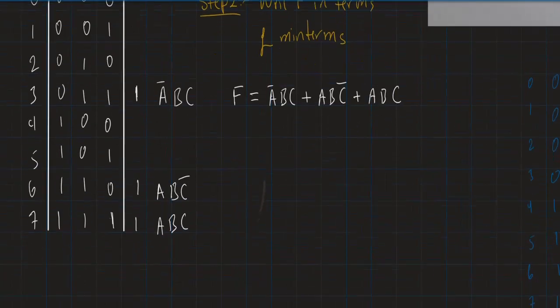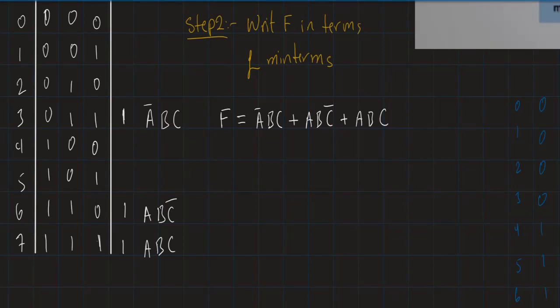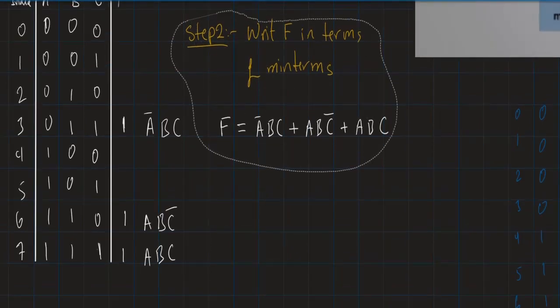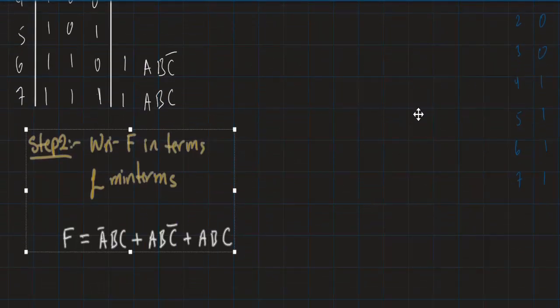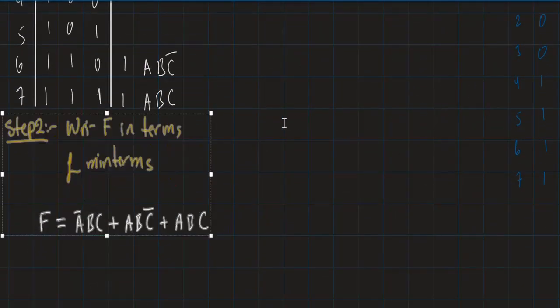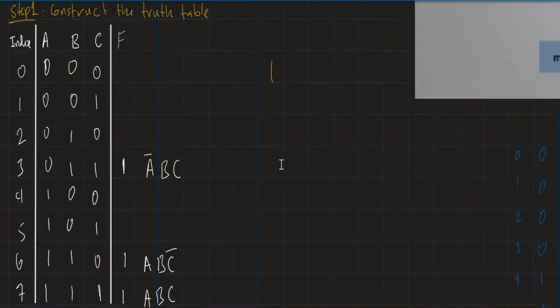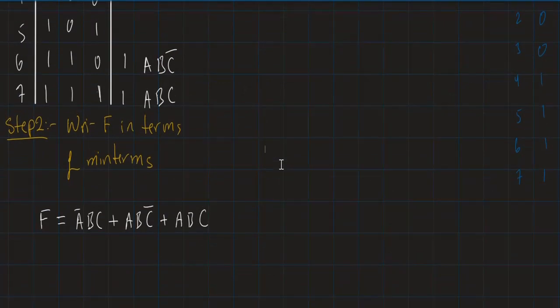Okay, so this is now step 2, and this is called the canonical min terms form. So I'll just drag this down in here. This is now step 2. I wrote the function now in terms of min terms, like this. Now we know this is not in the simplest form, so we now want to simplify this expression. Step 3.